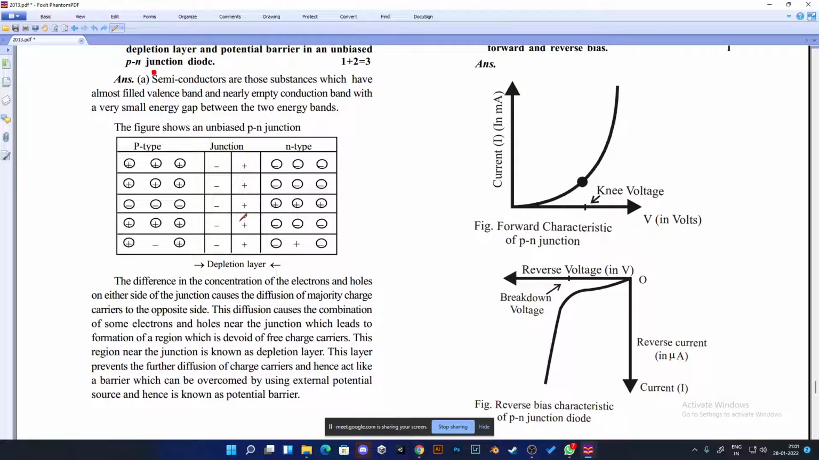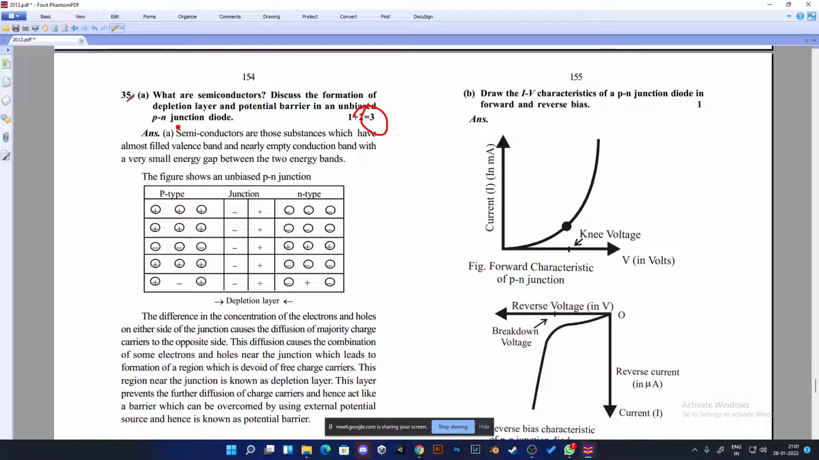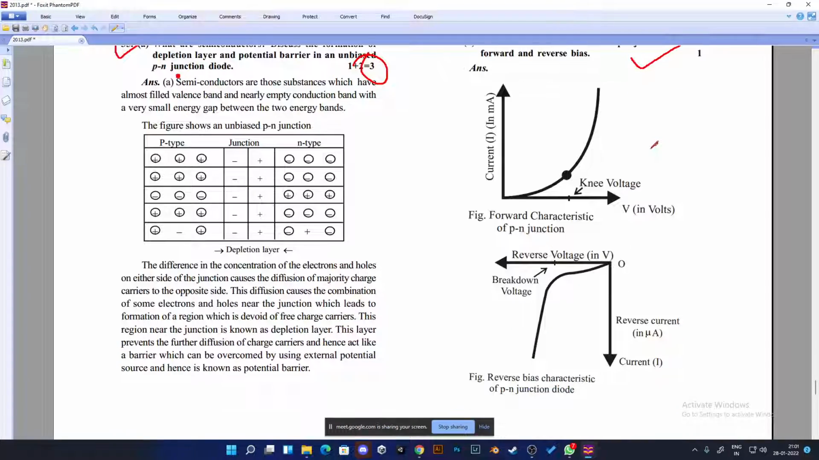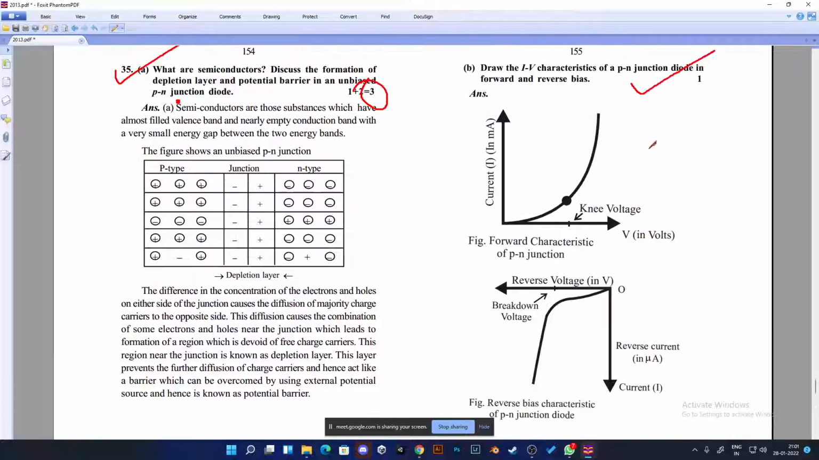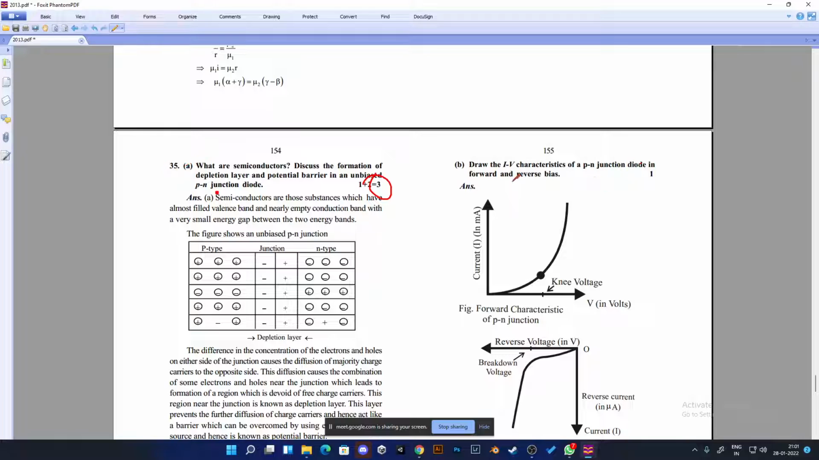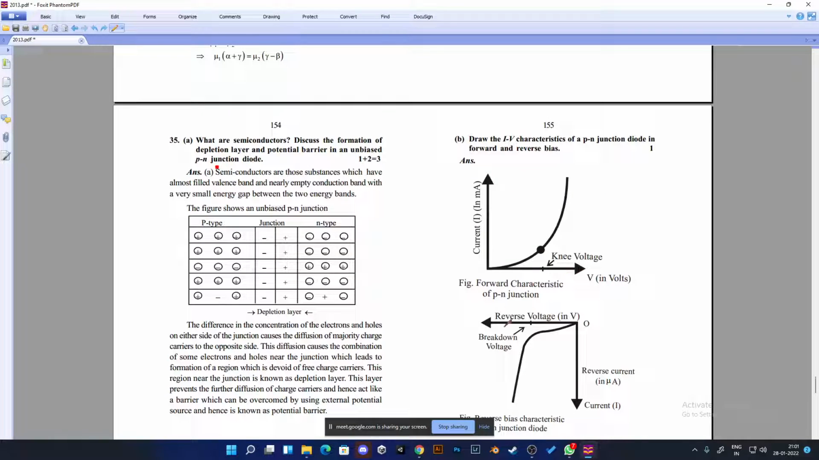Look, this whole question is a very big question, 3 marks. But you have to write this and this. Oh, 4, 5 marks. I think one more. Oh yeah, this one. This whole page you have to study, along with the graphs. These graphs, remember, right? Reverse current. What are these graphs called, guys? Tell me. They have a name, no?